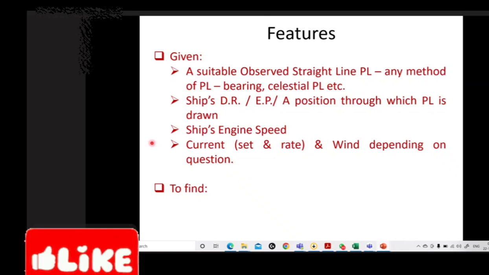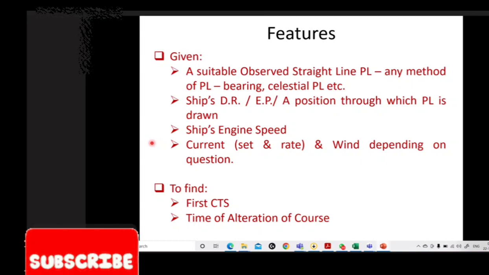What we may be required to find in such cases is the first CTS. What should be my CTS? First CTS. At what time should I alter the course? And what should be my second CTS? These three things, or two of them, or one of them, is all they can ask. You cannot give any more information out of this question.